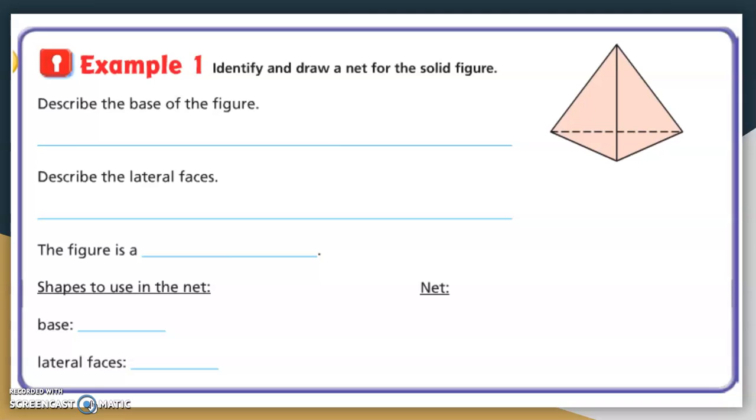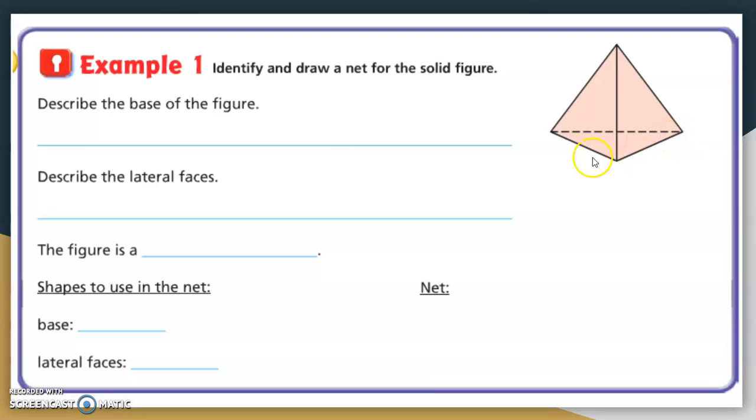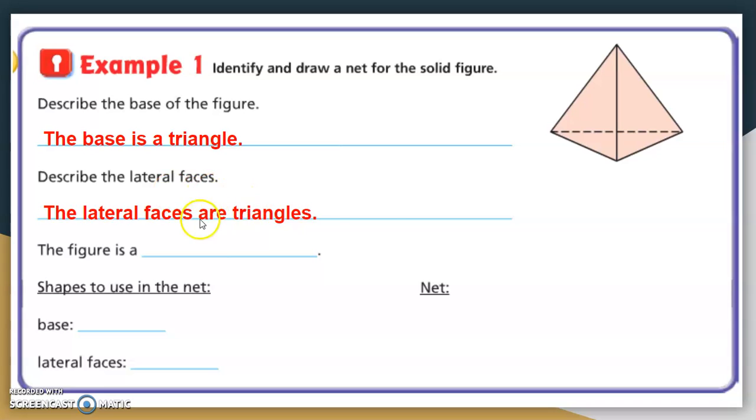Alright, so looking at example 1, if you do have your book, this is on page 416. We're going to identify and draw a net for the solid figure. First off, we're going to talk about the base. If we're looking at the base of this figure, what shape is the base? The shape is a triangle. So the base is a triangle. Then it says describe the lateral faces. If we look at the lateral faces, we see that they are all triangles.